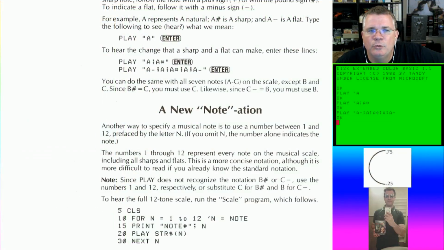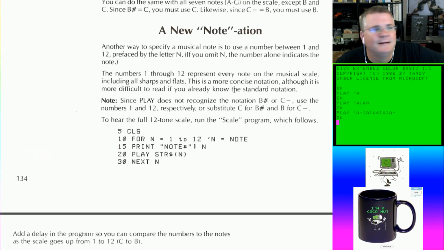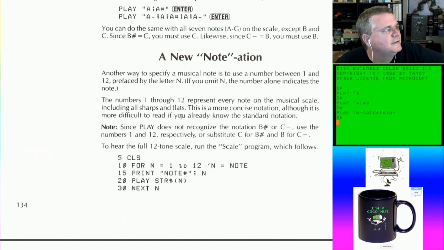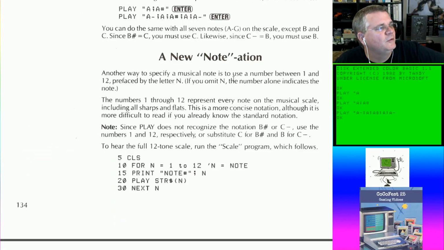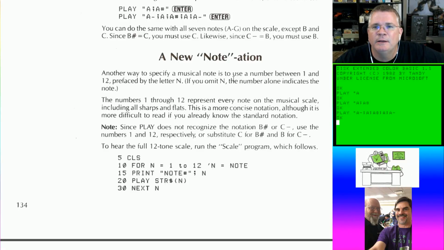It says a new notation. Ha ha ha. You see how they did that? A new notation. Yeah, so it says another way to specify musical notes is to use the numbers between 1 and 12 prefaced by the letter N. So N1, N2, N3, N4, right?